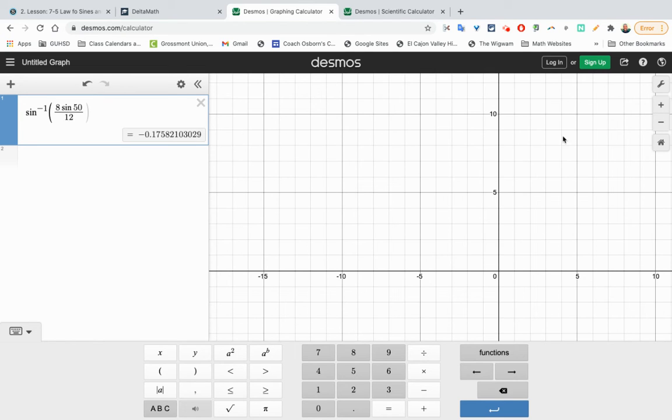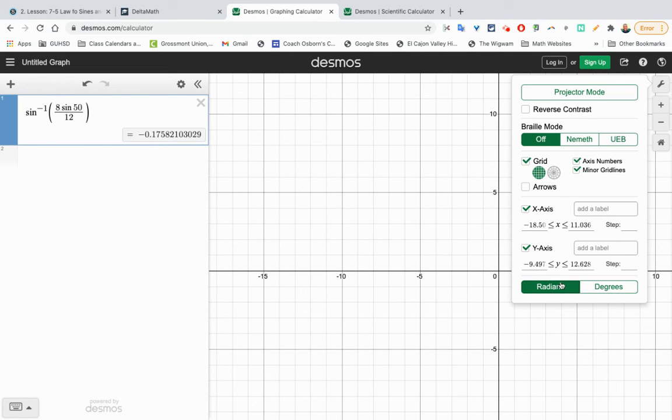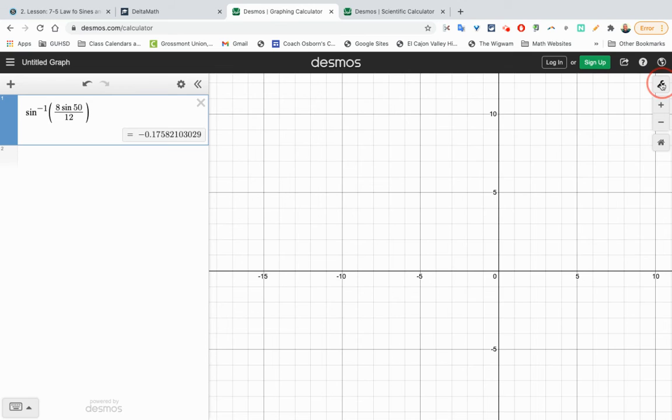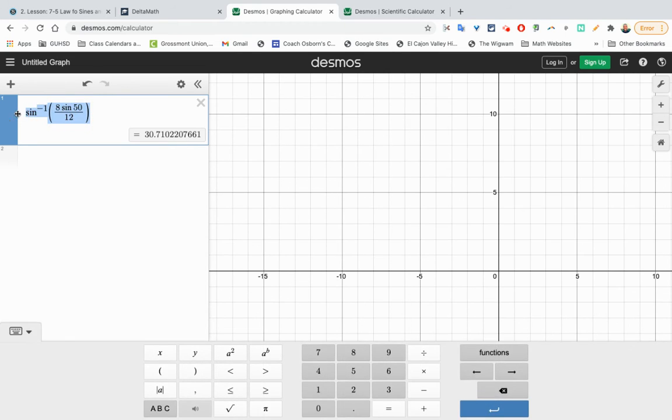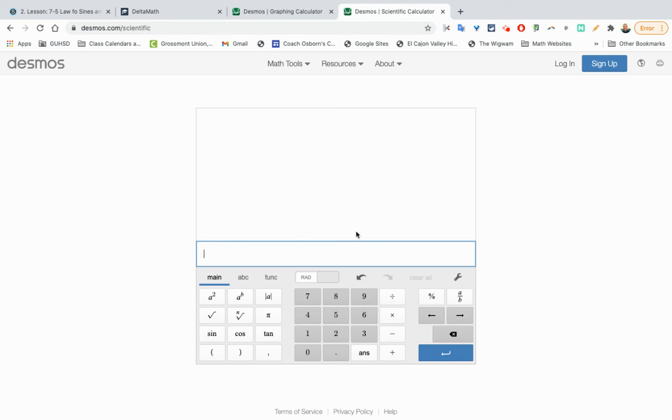Here's the issue. The graphing calculator automatically defaults to radians. Radians is another way to measure angles. We haven't gone over that yet, but it's another way to measure angles. So you need to make sure you're in degrees. Basically what I do is I come over to this little wrench and click degrees, and notice how that changes all of a sudden. Now that makes more sense, right? 30.7 degrees.